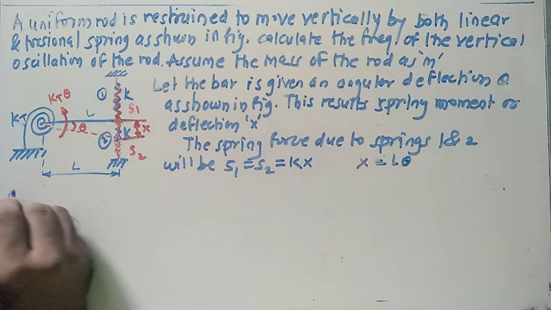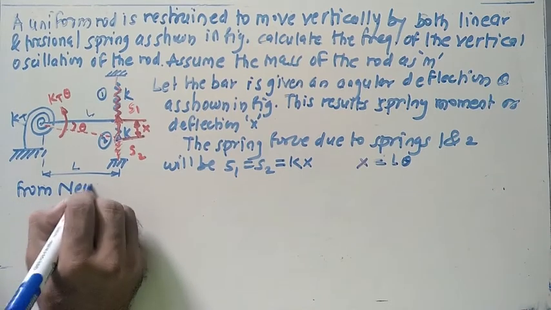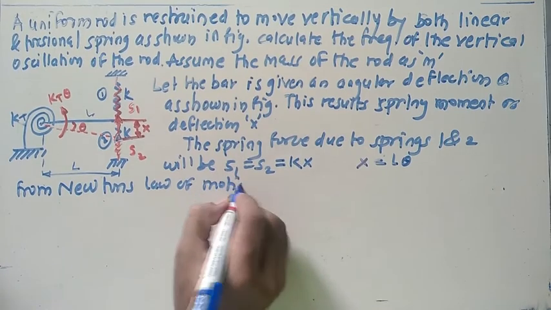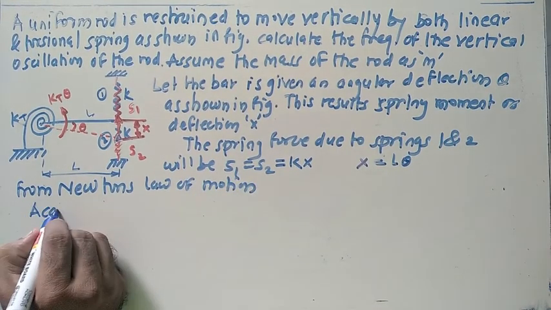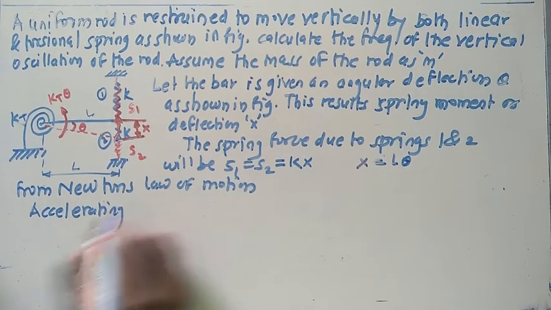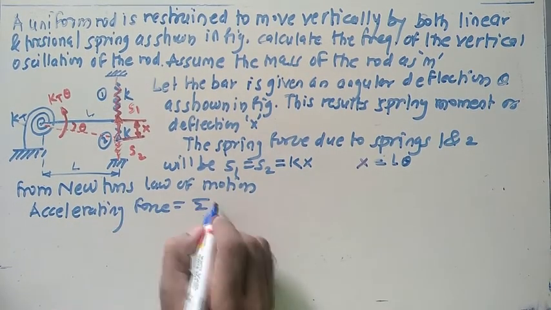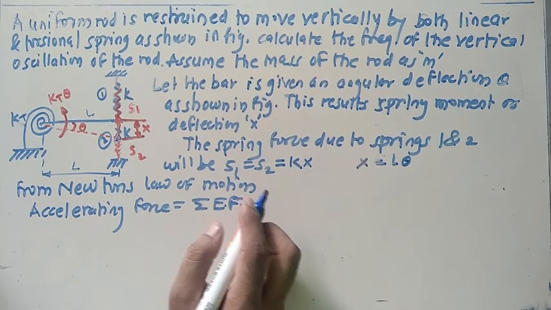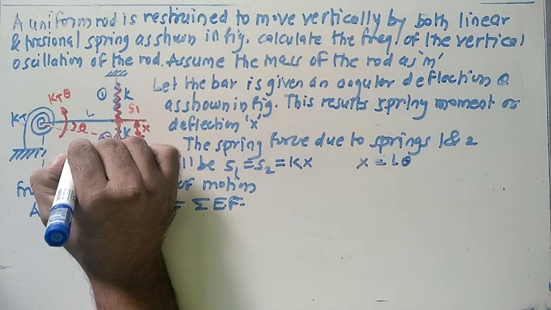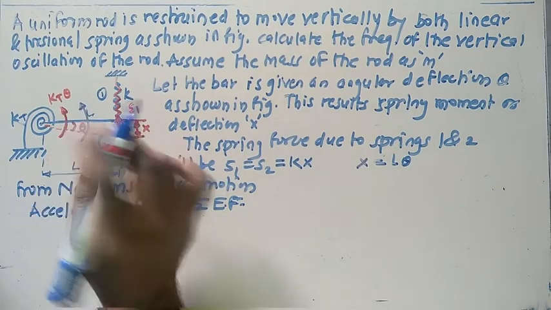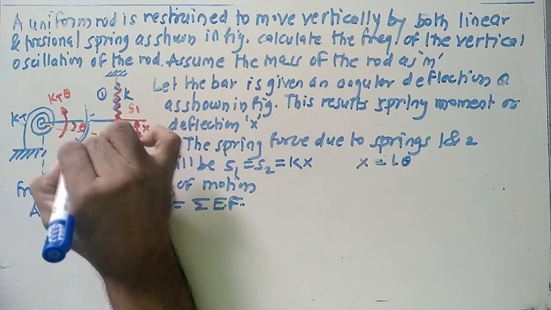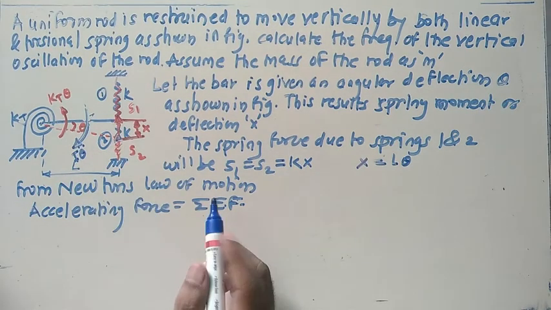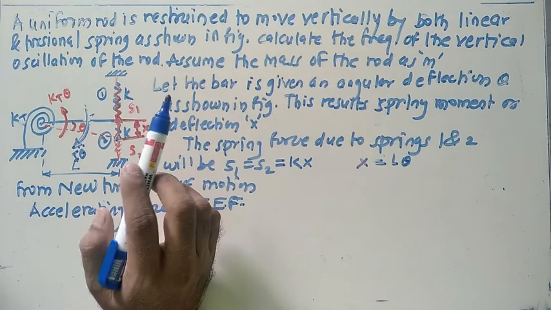From Newton's law of motion, here we can get accelerating force equals to summation of external forces. Now focus on the accelerating force. Here whatever the moment of this one is shown in this way, so what's about its magnitude? I into theta double dot. So this I is nothing but the mass moment of inertia of this slender rod.